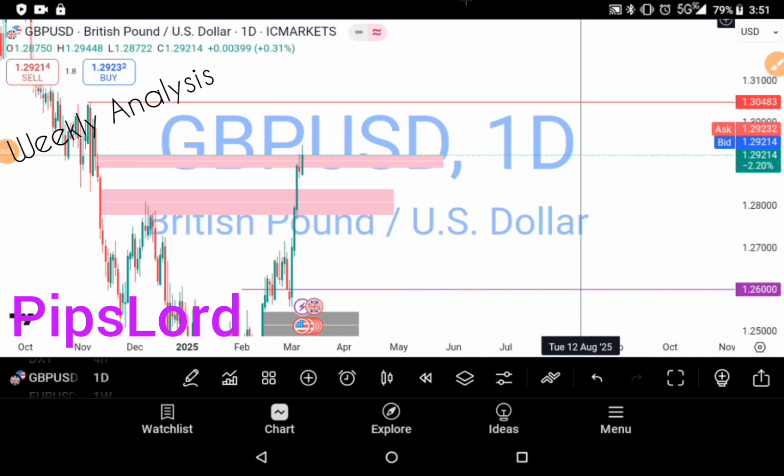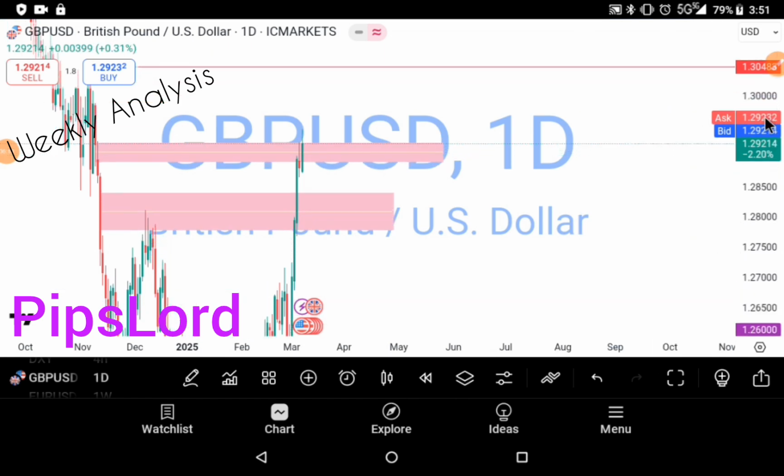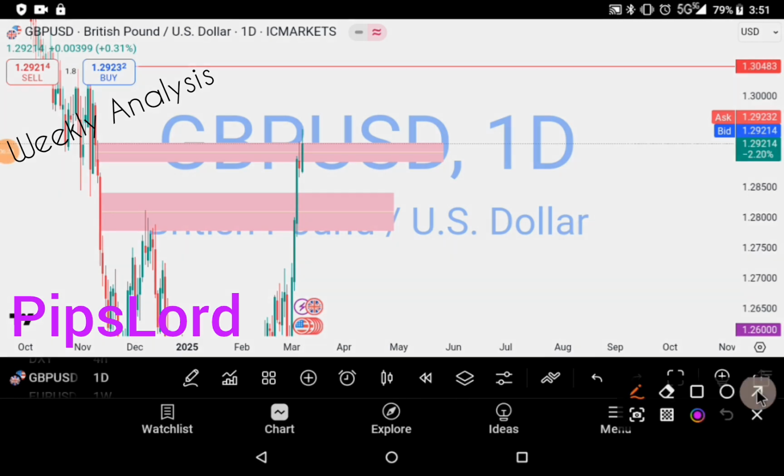1.30 thousand, so 1.3 big figure. So as long as the market price found support around this little volume imbalance here.